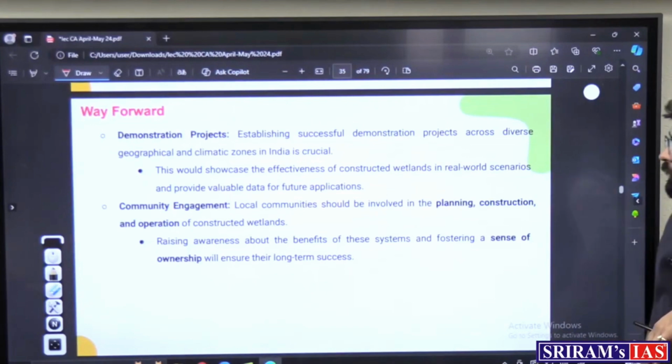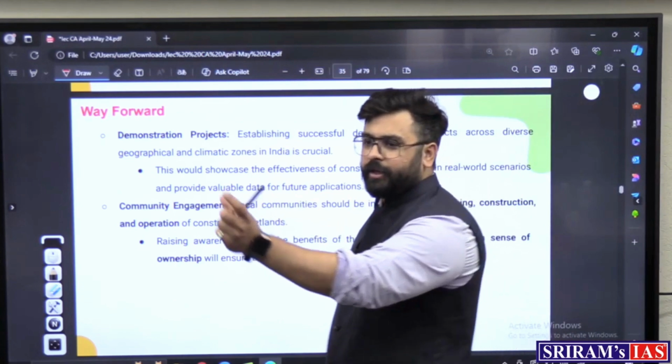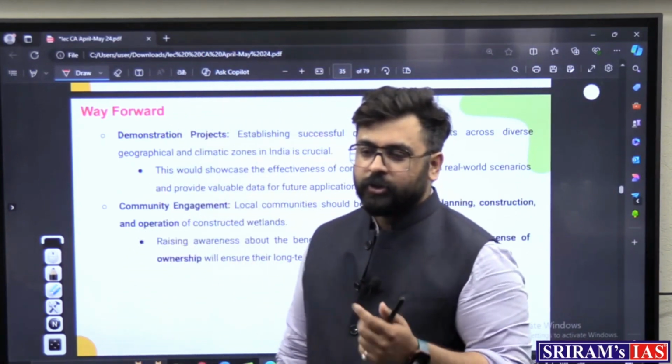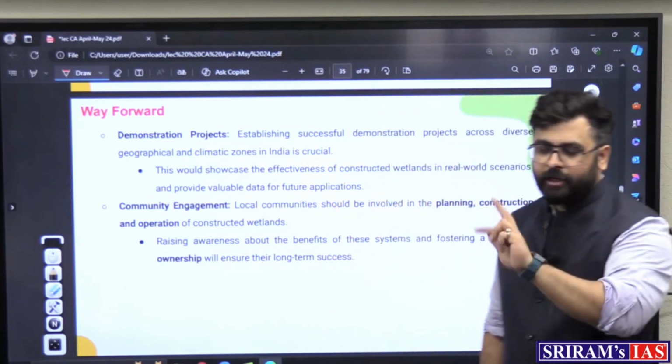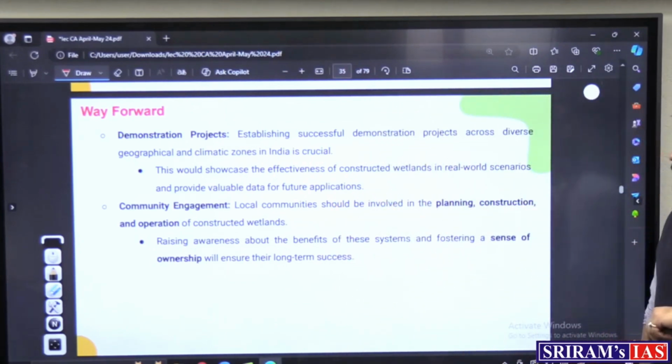Then demonstration projects. You need successful demonstration projects across diverse geographical and climatic zones. Let's say a wetland is working very well in a coastal area, but it is not working near a river. So you need to study the constructed wetlands at different climatic zones.